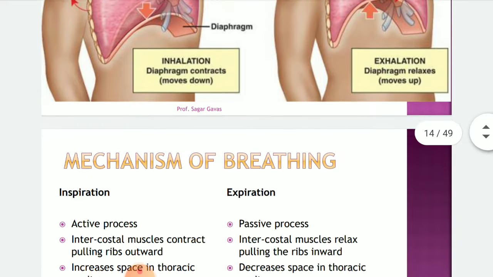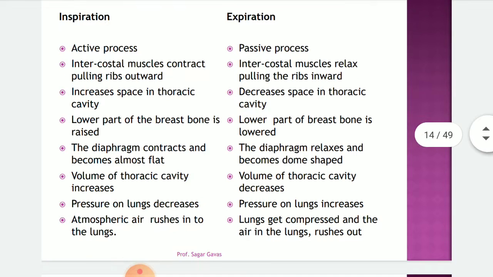So look at these points. Inspiration is an active process, expiration is a passive process. In case of inspiration, the intercostal muscles are going to contract, pulling the ribs outward. Exactly opposite in case of expiration, the intercostal muscles will relax, pulling the ribs inward. Now, increase in the space of the thoracic cavity, decrease in the space of the thoracic cavity. The lower part of the breastbone is raised, or you can remember the sternum moves upward and outward.